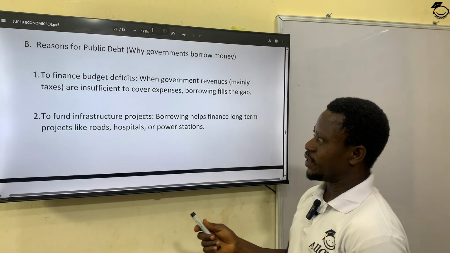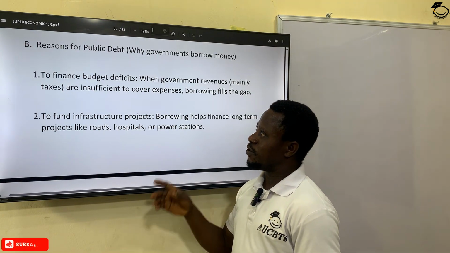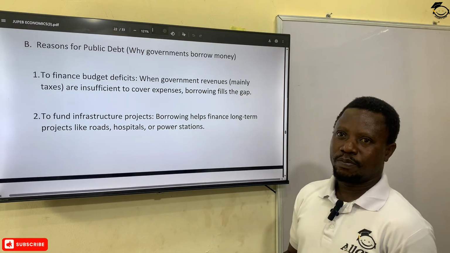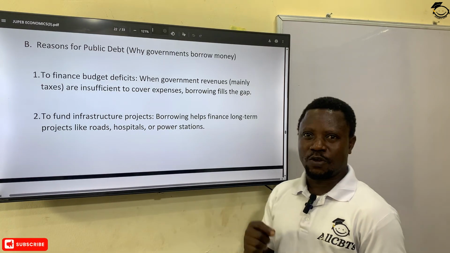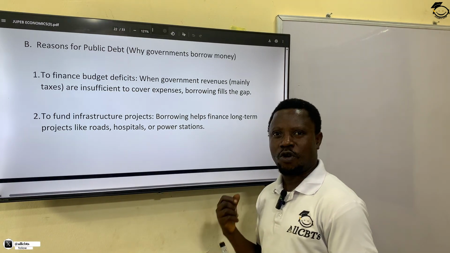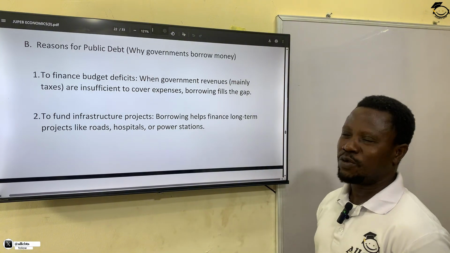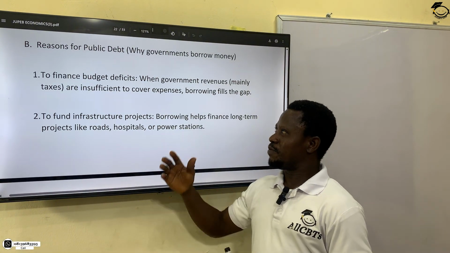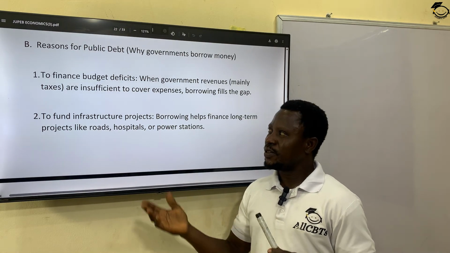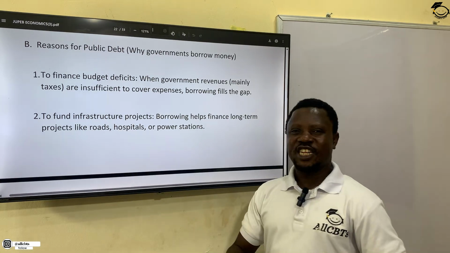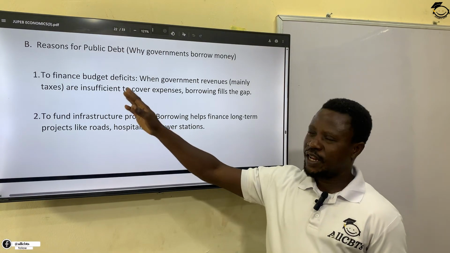Let's see. One, to finance budget deficits. When government revenue, particularly taxes, is insufficient, when the money the government is generating from tax is not enough to cover all its expenses, the government would borrow money to fill that gap. This is practical of Nigeria. Governments, both old and new, even the current government, have been borrowing and borrowing to finance the deficit in the budget.